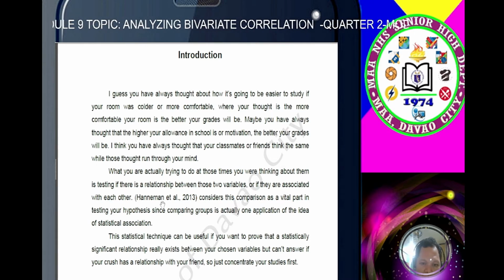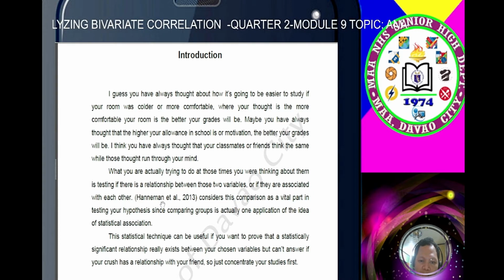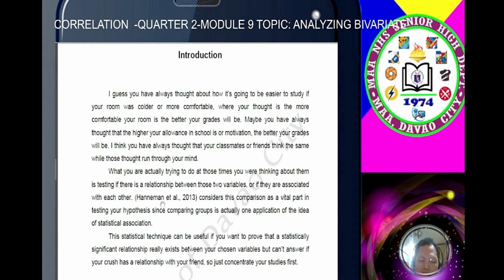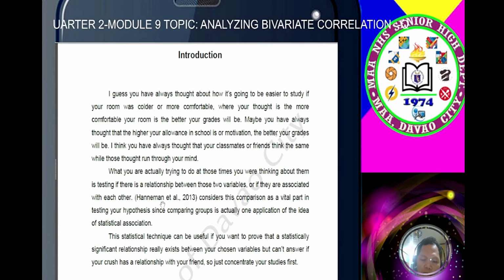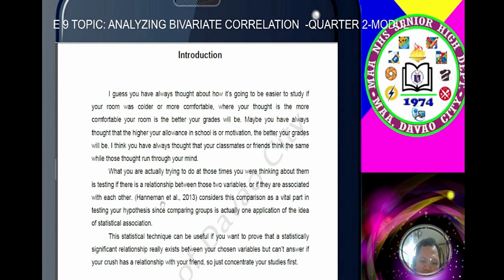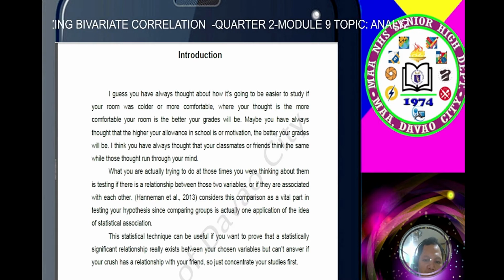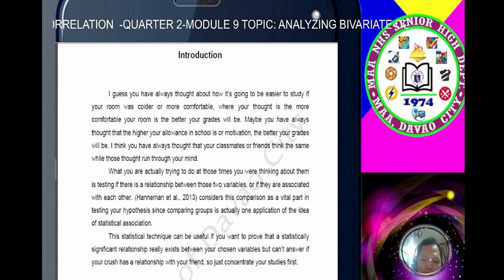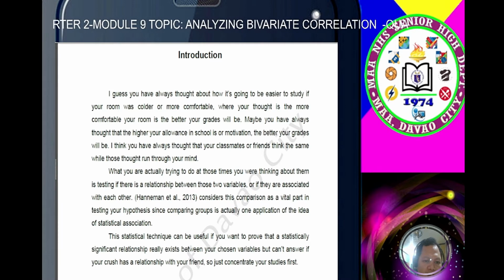Hahnemann et al. consider this comparison a vital part of testing your hypothesis, since comparing groups is one application of the idea of statistical association. This statistical technique can be useful if you want to prove that a statistically significant relationship exists between your chosen variables, but it can't answer if your crush has a relationship with your friend. So just concentrate first on your studies. Okay? So let's proceed to our topic.